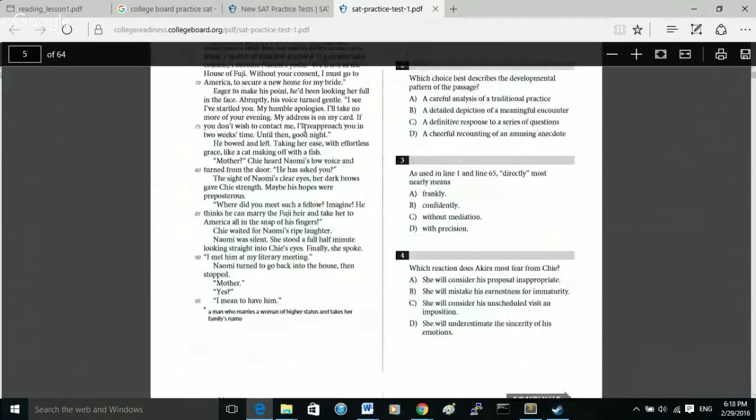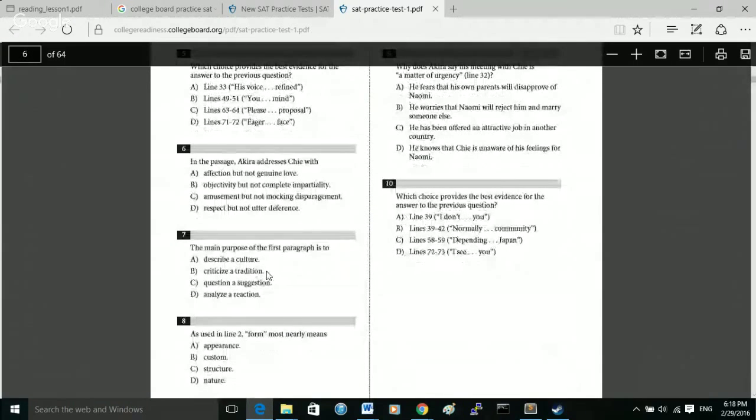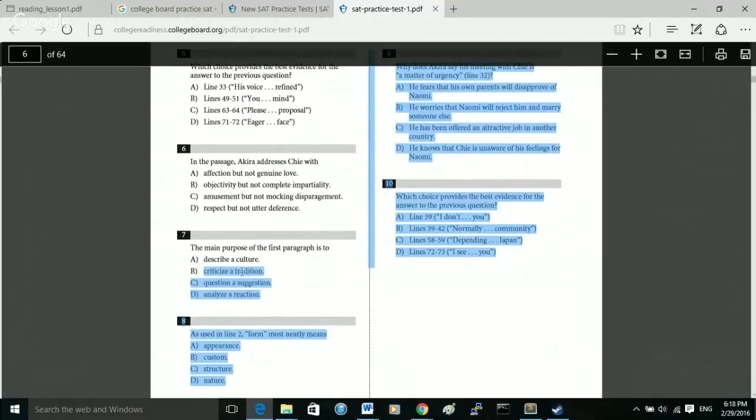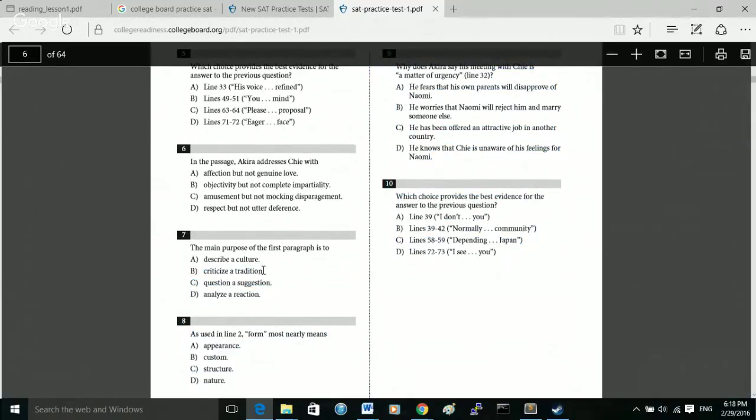Criticize may also be a trap word, but remember to not bring any of your own opinions into the passage. So, criticize. There's nowhere in the passage he's criticizing, so we can directly cross out this answer choice.